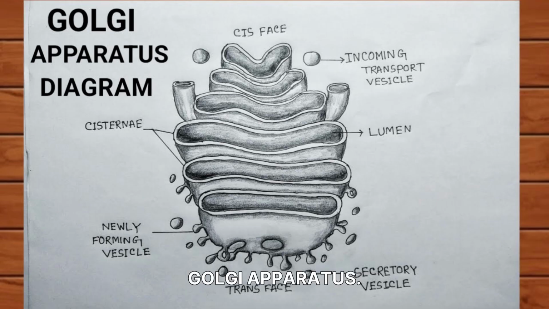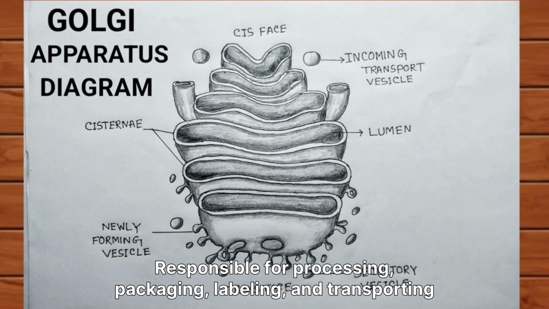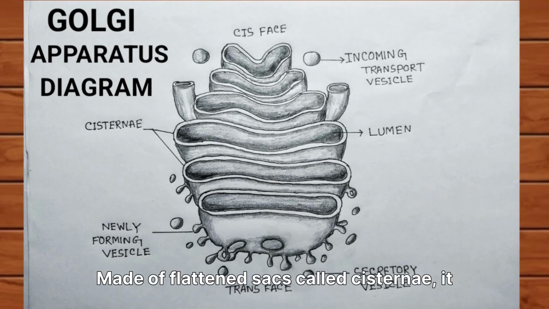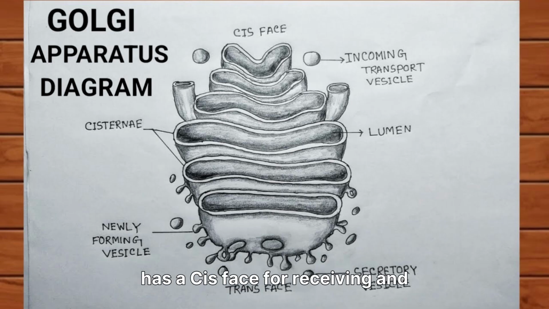2. Golgi apparatus, responsible for processing, packaging, labeling, and transporting proteins and lipids. Made of flattened sacs called cisternae, it has a cis face for receiving and a trans face for shipping.